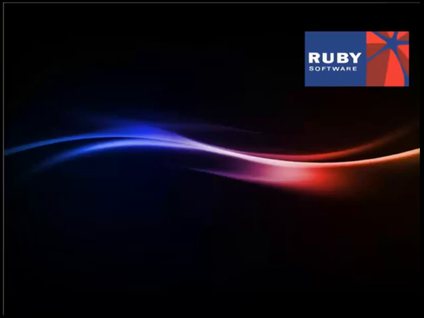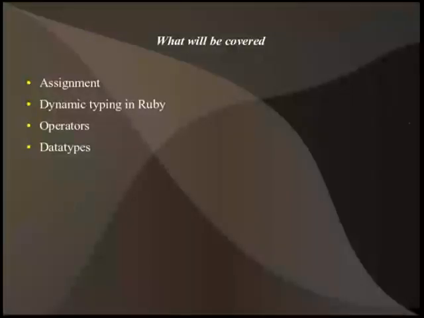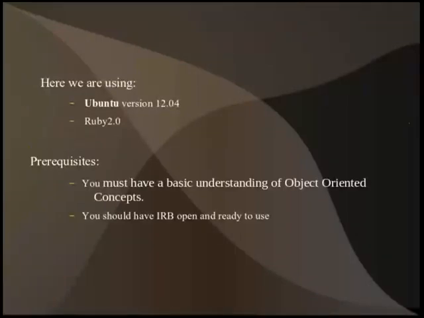In this tutorial, we will learn variable assignment, the flexible type system in Ruby, operators and data types. Here we are using Ubuntu version 12.04 and Ruby 2.0. To follow this tutorial, you must have a basic understanding of object-oriented concepts. You also must have the IRB open.